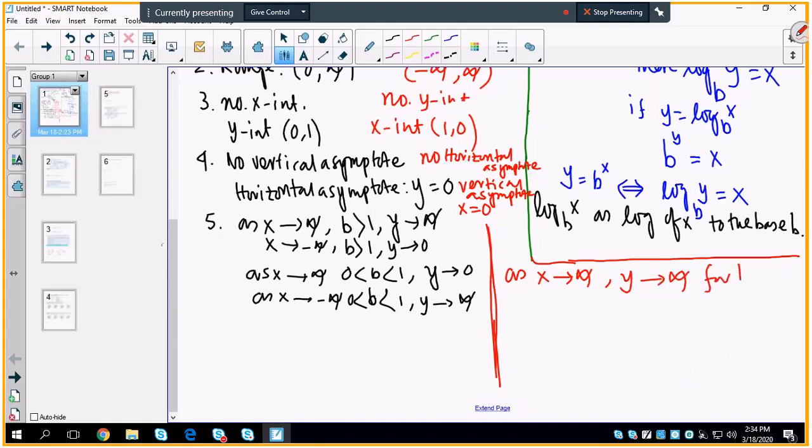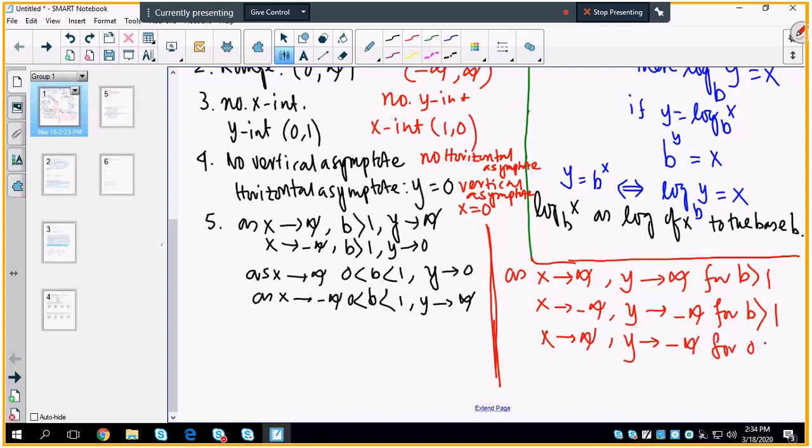For b greater than 1, as x goes to negative infinity, y goes to negative infinity. Whereas if x goes to infinity, y goes to negative infinity for b being between 0 and 1, and as x goes to negative infinity, y goes to positive infinity for b being between 0 and 1, in the second graph for a logarithmic function.